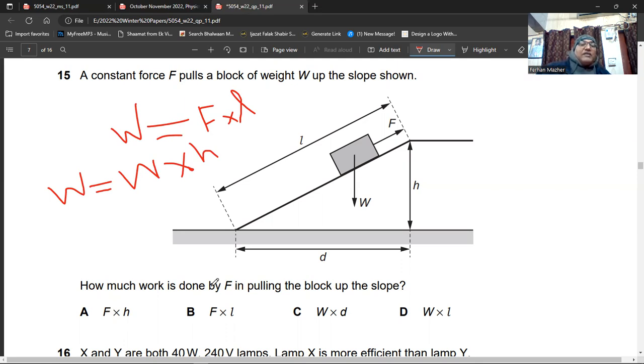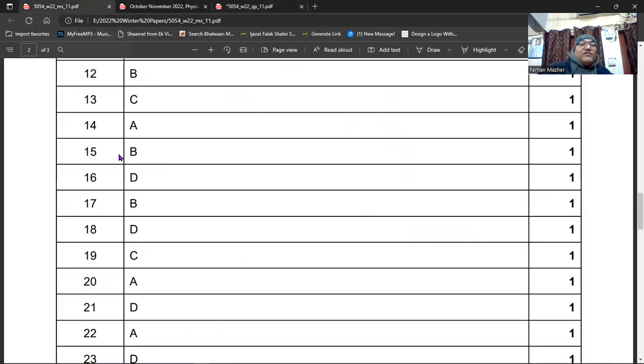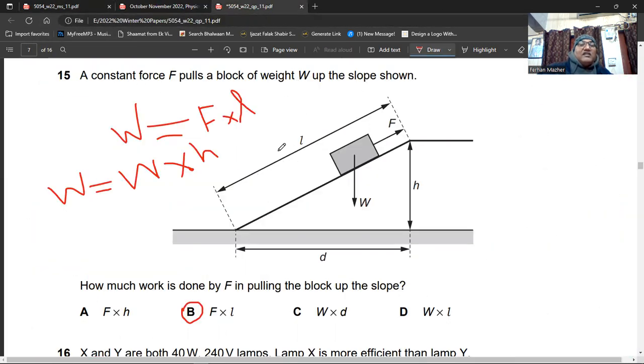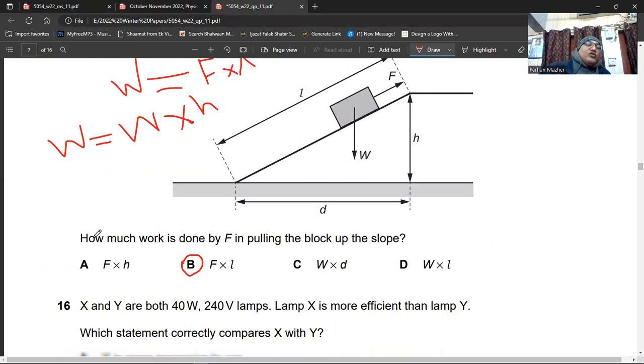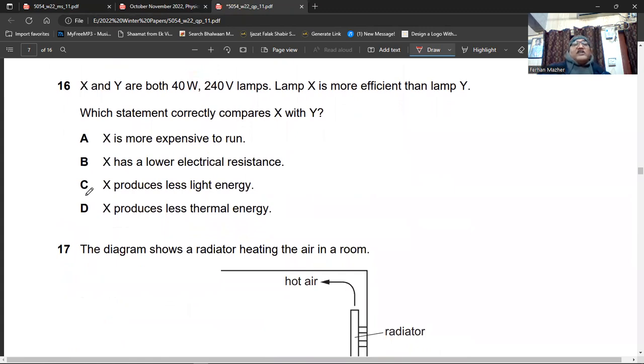How much work is done by F in pulling the block up the slope? F into H, that is wrong. F into L, yeah, that is right. And W into D, that is wrong. And W into L, that is also wrong. If I calculate the work done from the weight, that will be W into H, the weight into the vertical height. So I think B is the choice. Question number 15, B is the right choice, sir. So this is the solution. I hope you understand.